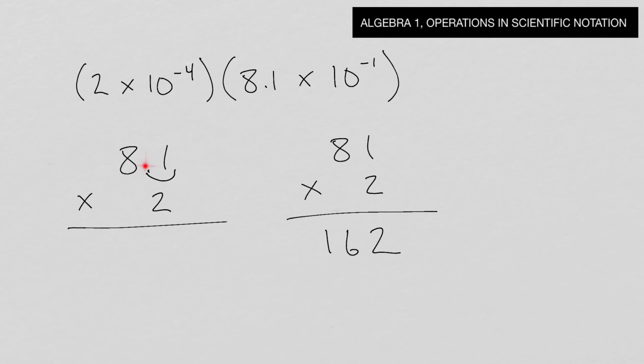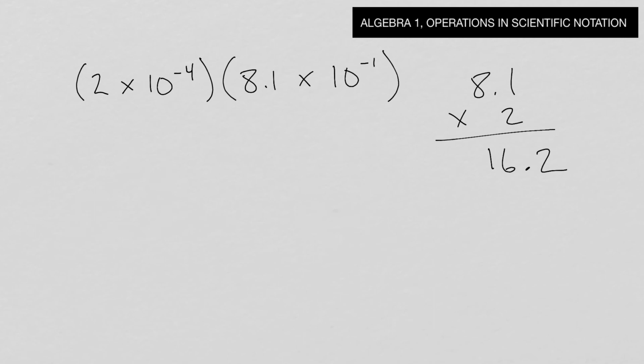But because I backed that decimal out 1 place, I need to back it back in 1 place. So 8.1 times 2 gives us 16.2. That's the first part of our answer, 16.2.